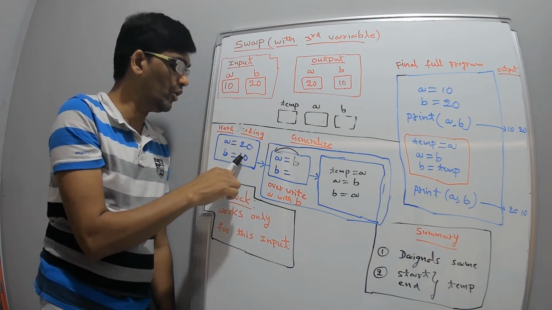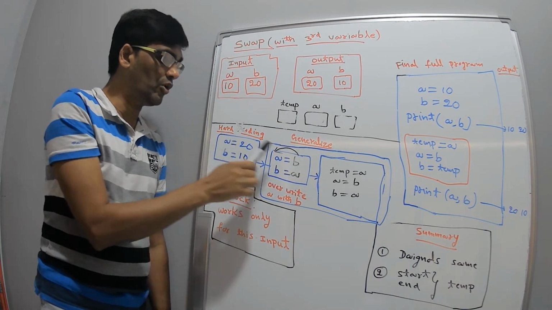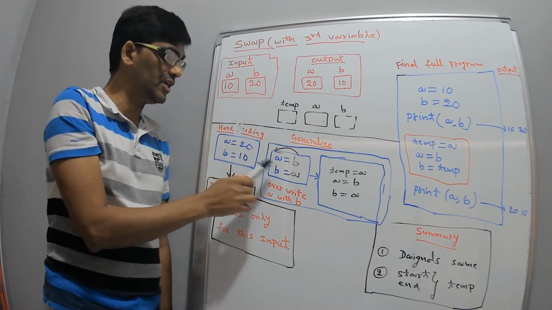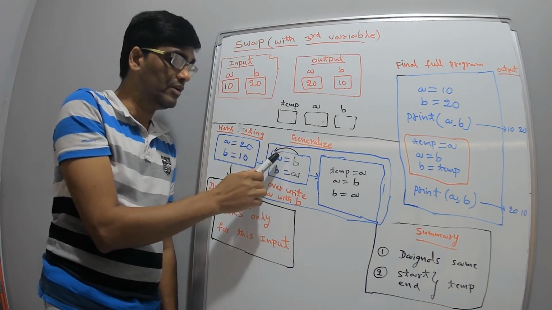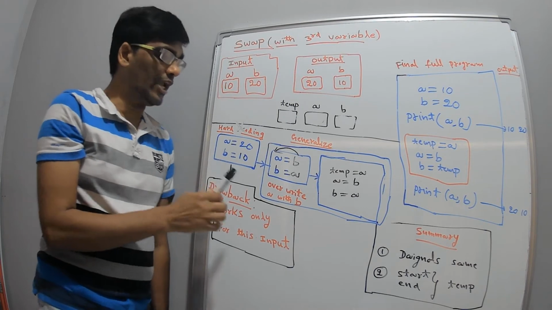So I will copy the same program and write a in place of 10. This way we can convert this program into this program. 20 is b, that's why I kept b. 10 is a, so I kept a. So this is the program. What will you expect? b value is stored in a, and a value is stored in b, right? Let us see by executing.